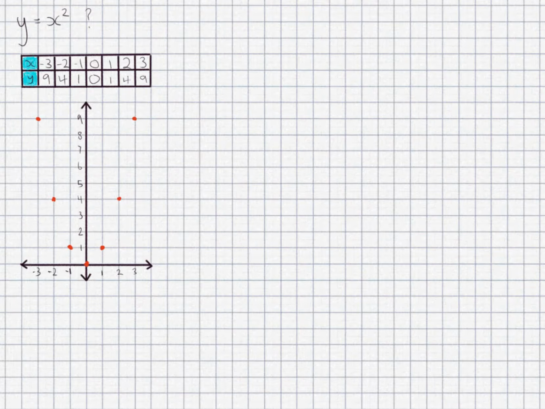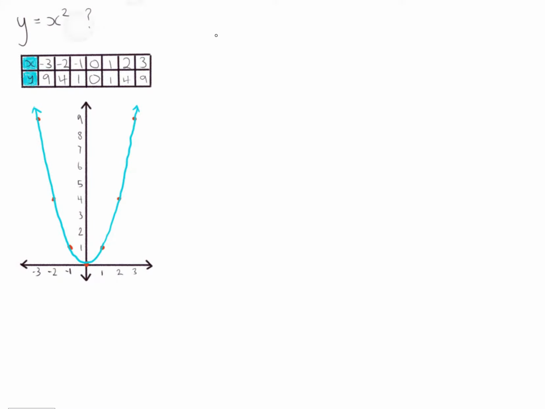Let's connect these points now to complete our parabola. We want to make sure that our parabola is curved at the bottom and not pointed. Okay, so this graph is what we would call the standard parabola. But let's have a look at y equals negative x squared. When I say y equals negative x squared, I'm referring to this and not this.